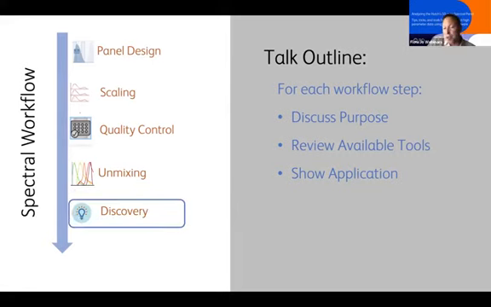So let's talk a little bit about discovery. Again, this is saying I've done all the steps to get my data collected on a spectral cytometer, properly scaled, QC'd and unmixed. And now any of the algorithms, any of the tools in FlowJo are fair game. There are no clustering algorithms or dimensionality reduction algorithms that are specific to spectral or not specific to spectral. You can use them all. So have at.